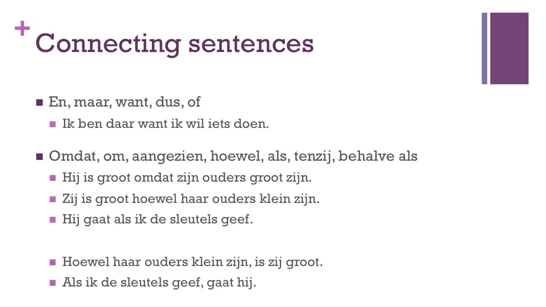So, one last comment. These connecting words can as well be put in front of a sentence. Then the second sentence has an inversion, subject-verb as well, and there's a comma after the sentence. As in, hoewel haar ouders klein zijn, is zij groot. And als ik de sleutels geef, gaat hij. For the connecting words en, maar, want, dus, and of, you can't use them as first words to connect two sentences.